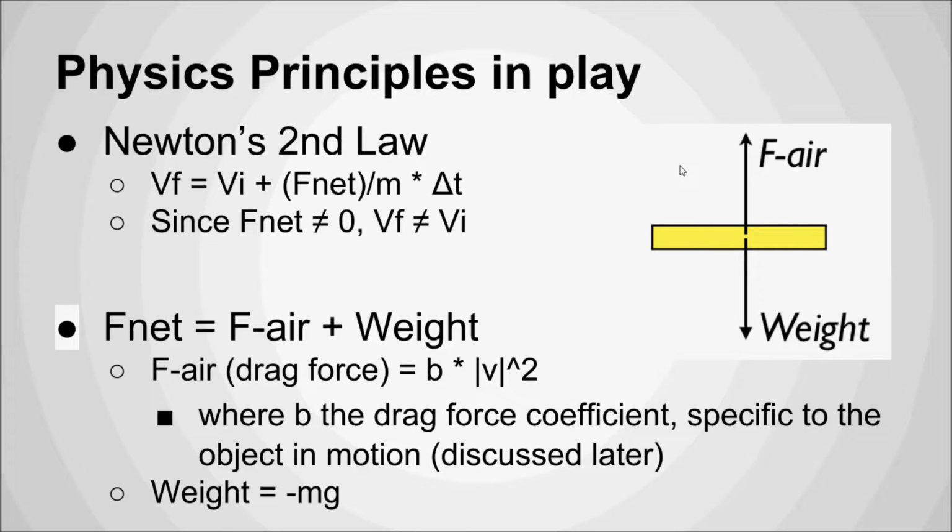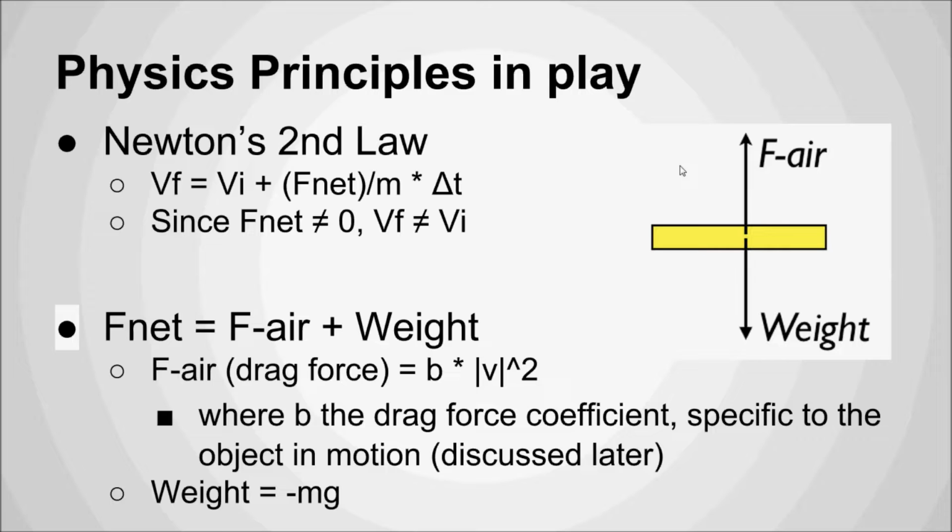These are the key principles working in the lab. First, we have Newton's second law, which tells us that the final velocity is equal to the initial velocity plus the net force divided by the mass times the change in time. Since in this lab the net force will not be zero, our final velocity and initial velocity will not be the same. Now look at the free body diagram to the right.